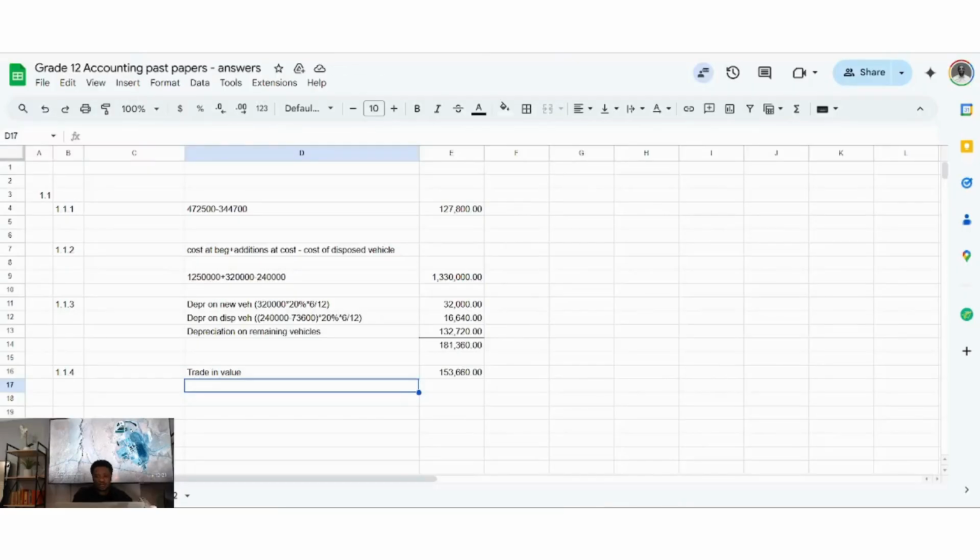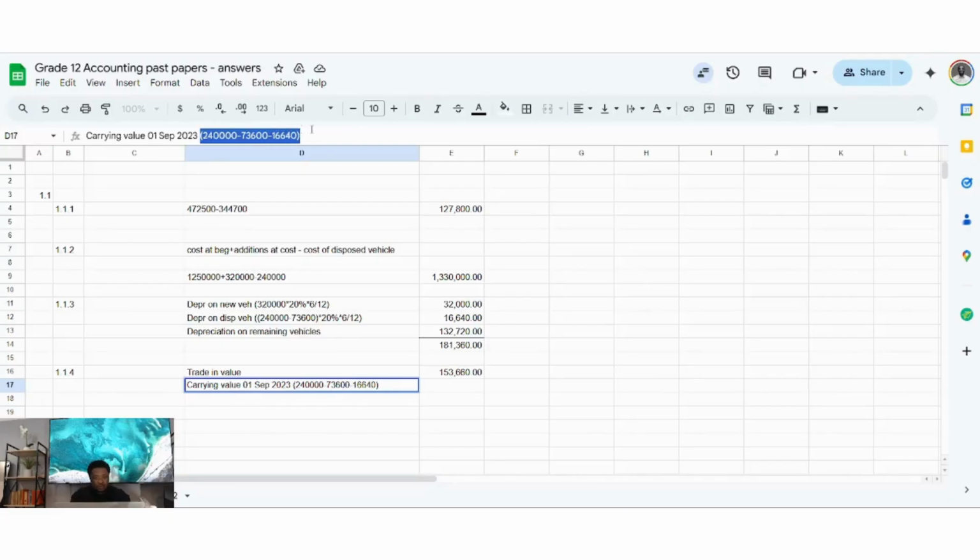All right. Then the next thing we're going to look at is the carrying amount of this vehicle. This is the carrying value on 1 September, the date that it was sold. On that date it would have had a carrying amount of 240,000, subtract the accumulated depreciation at the beginning of the year, which is 73,600, and then subtract the current year's depreciation, which is 16,640, and that will give us the carrying value of this vehicle.